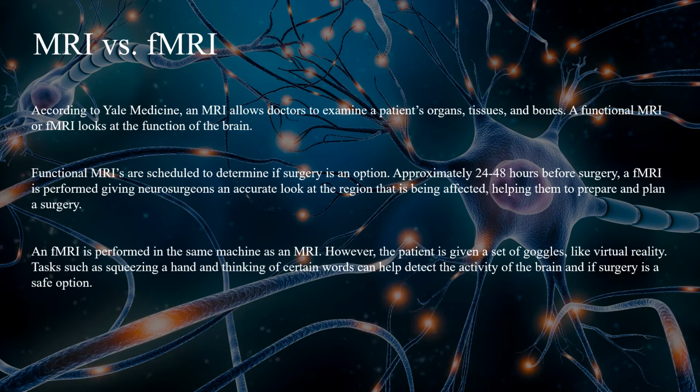An fMRI is performed in the same machine as an MRI. However, the patient is given a set of goggles like virtual reality. Tasks such as squeezing a hand and thinking of certain words can help detect the activity of the brain and if surgery is a safe option.